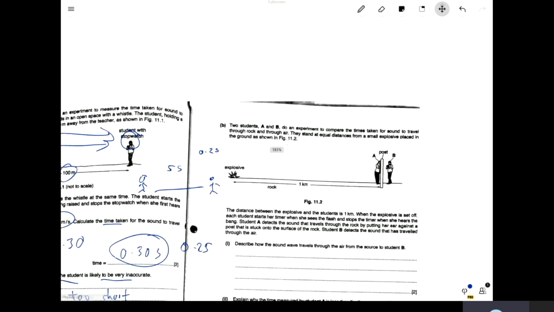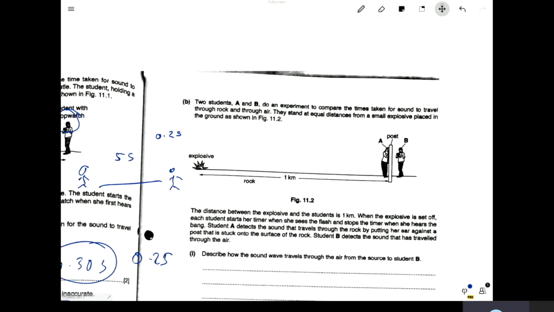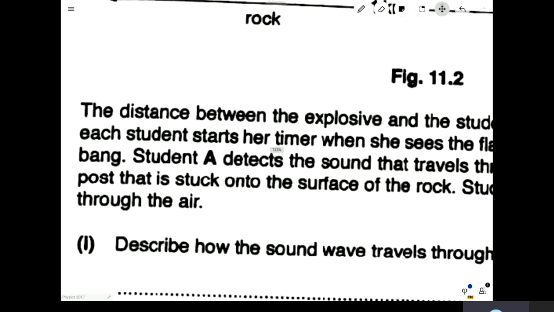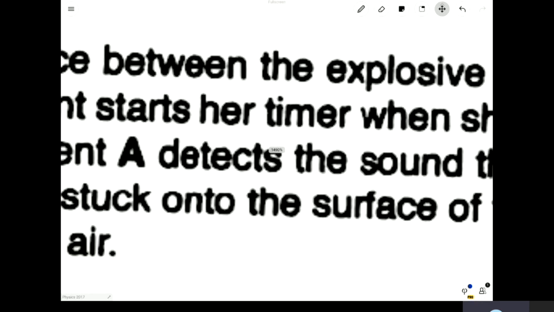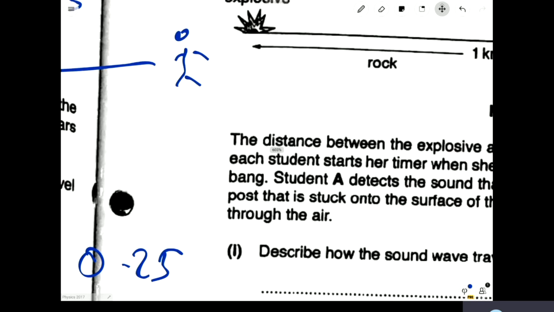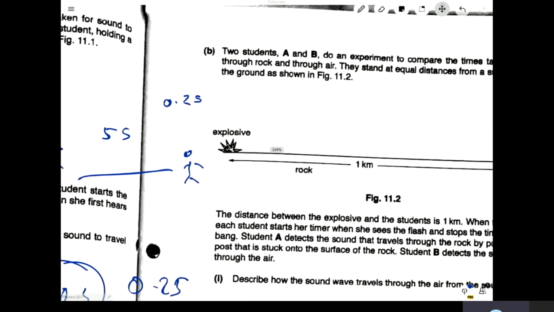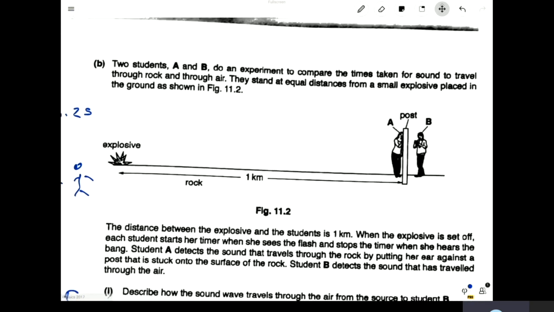Okay, next. Two students A and B do an experiment. This is too lengthy. You see the words? Too much story. We end up spending time reading the story. Okay, but we have to do it anyway. Two students A and B compare the time for sound to travel through rock, air and sand over equal distance, from a small explosive placed at the ground as shown.